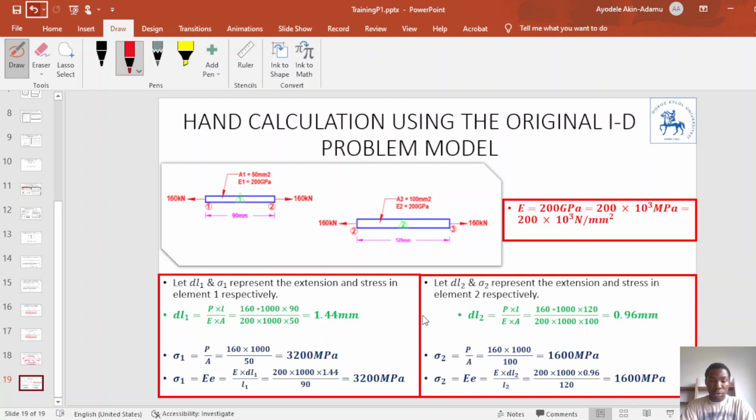Now we are going to use MATLAB to solve this same problem by applying the finite element procedure, the finite element approach. The problem will be solved in this video using the elimination method approach. The penalty method approach will be covered in my next lesson.